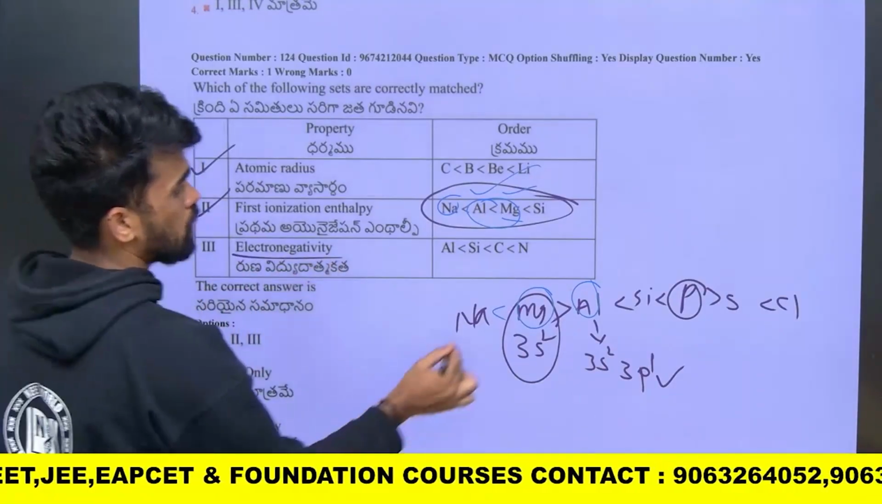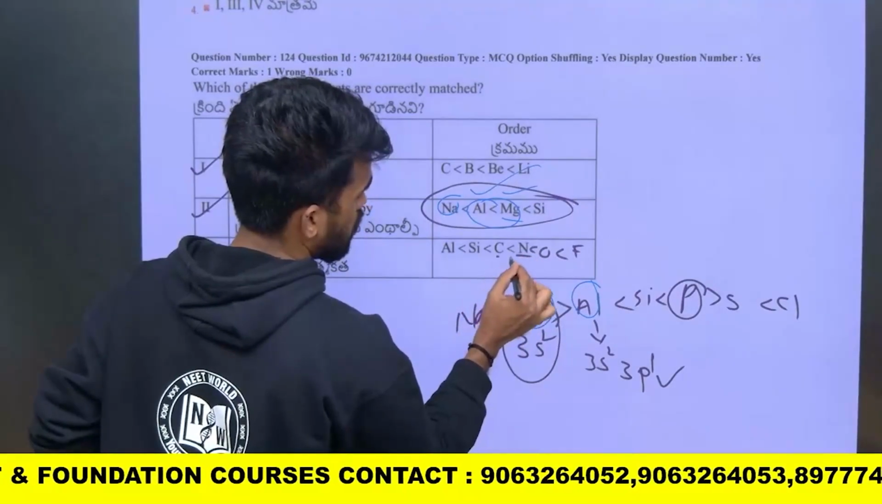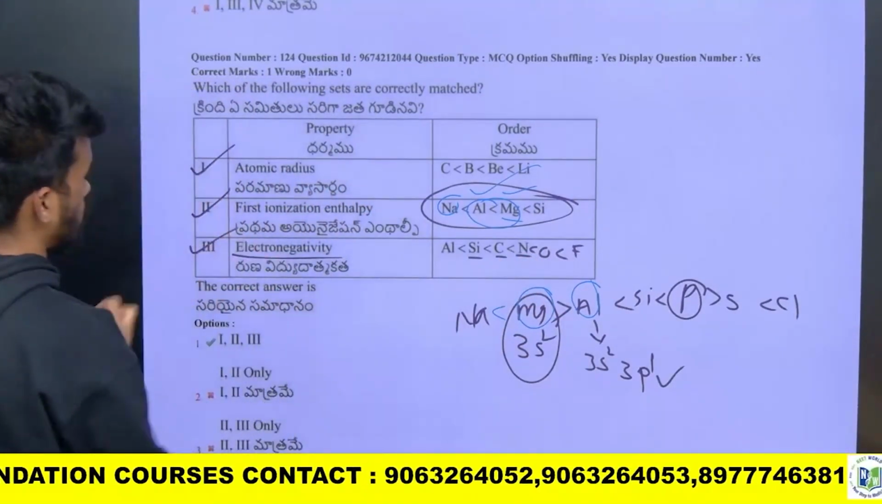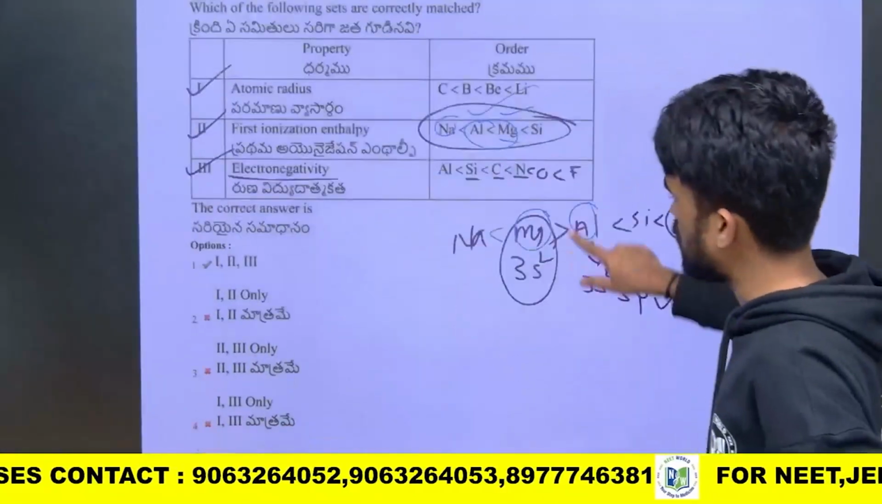Electronegativity: which is more electronegative? Fluorine is more electronegative than oxygen, then nitrogen, then carbon. This is also correct. So all three statements, 1, 2 and 3, are correct for this question. Next, let us move further.